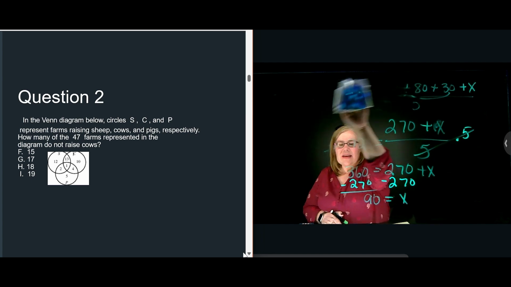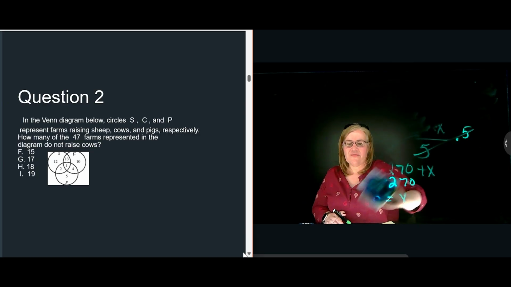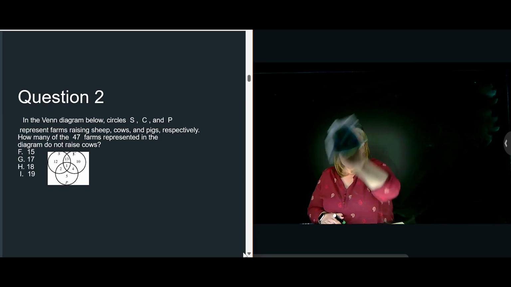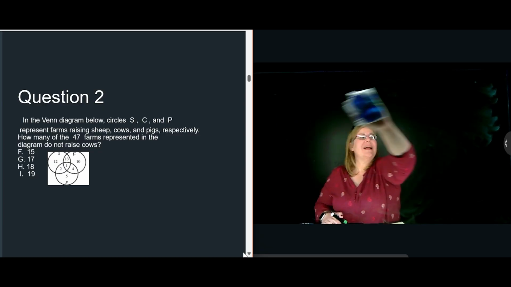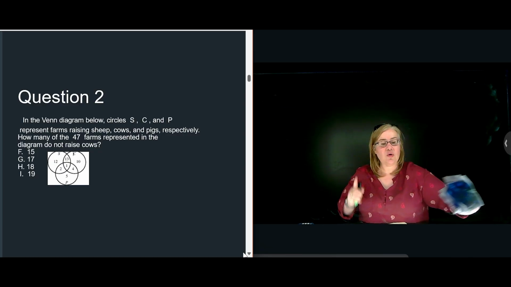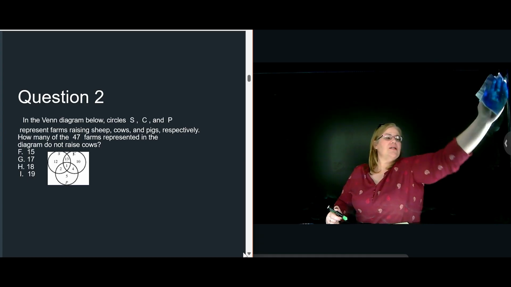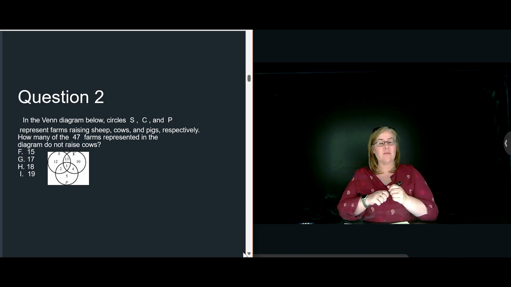So it says, in the Venn diagram below, S, C, and P represent farms that raise sheep, cows, and pigs respectively. How many of the 47 farms represented in the diagram do not raise cows? So what I'm going to do is write my diagram up here just so I can manipulate some of the numbers.